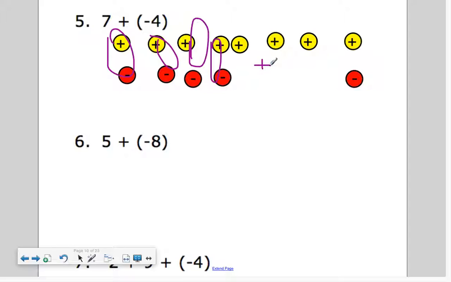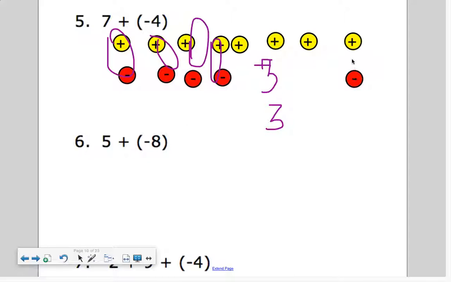So what do we have left as our answer? +3. Is it okay to say just 3 instead of +3? Yes, you can say just 3 instead of +3. Let's do it intuitively, mentally. I have 7 positive, 4 negative. What do I have more of? I have more positive. By how many? By 3 positive.